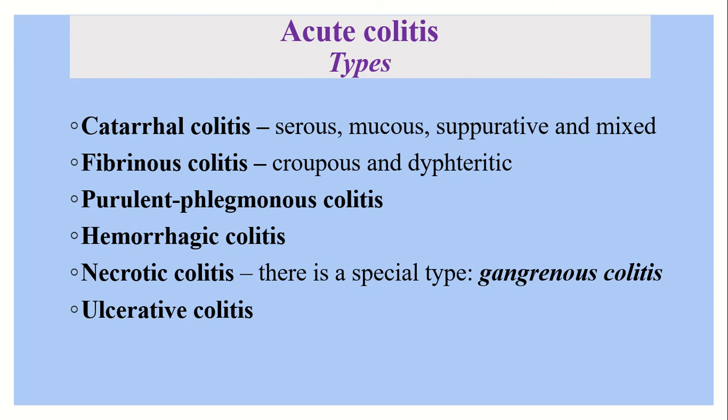There are the following types of acute colitis: catarrhal colitis with mucous, serous, suppurative and mixed inflammation; fibrinous colitis; purulent phlegmonous colitis; hemorrhagic colitis; necrotic colitis. There are also special types, gangrenous colitis and ulcerative colitis.